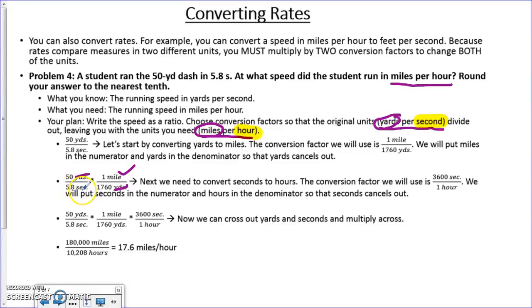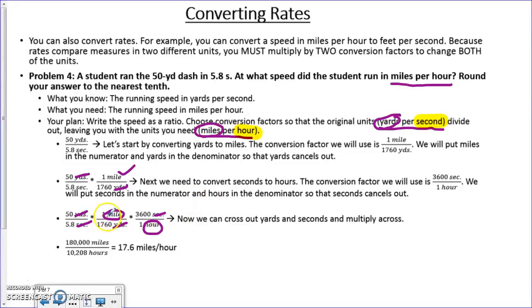We have the desired unit right here. We need to convert seconds to hours. So in order to do that, right down here, we can just write the next conversion factor next to it because yards is going to cancel. There are 3,600 seconds in 1 hour, so seconds cancel. So now we're left with the units we want. Miles in the numerator, hours in the denominator.